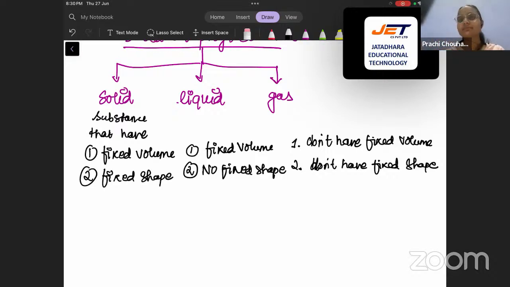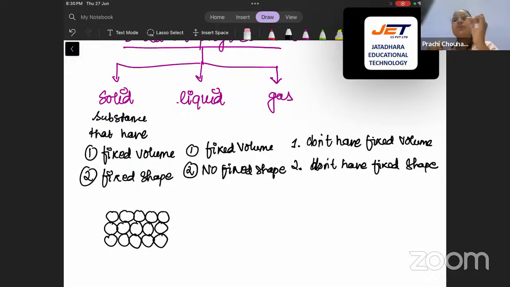And here, the particles in solid are tightly packed. And in solids, these atoms can just move to and fro from their mean position. So they can just do like this. No other motion is possible. They are not free to move at all. So their position is fixed, and that is the reason they have the fixed volume and the fixed shape. So here the particles are tightly packed.